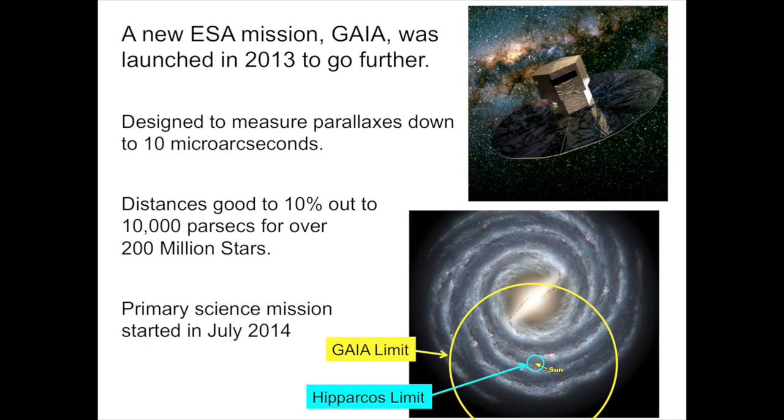The primary science mission of Gaia began in July of 2014, and the first results are not expected to be published for about a year and a half. Early 2015, early 2016 for the first data release.